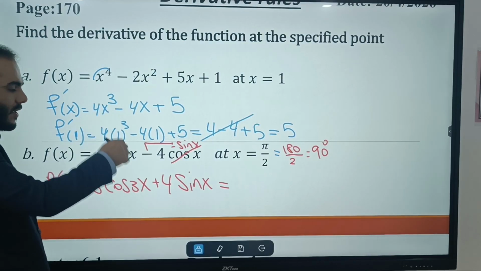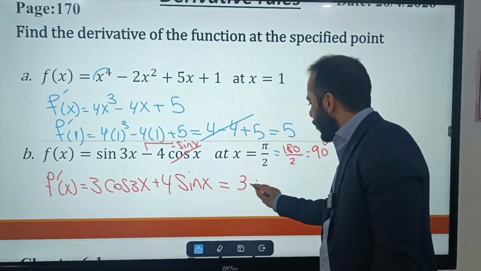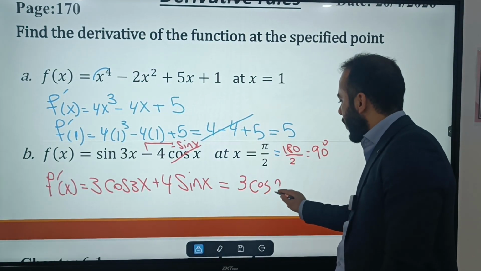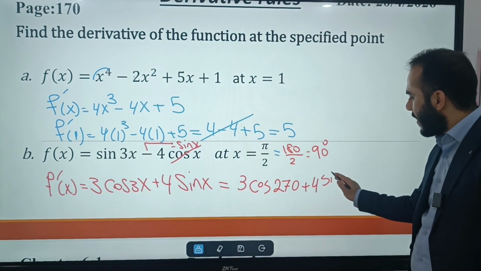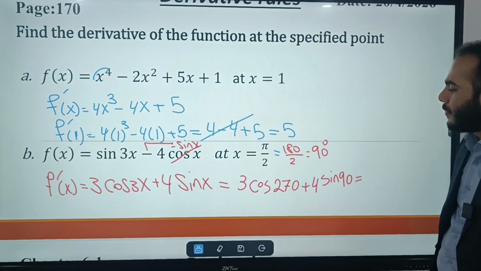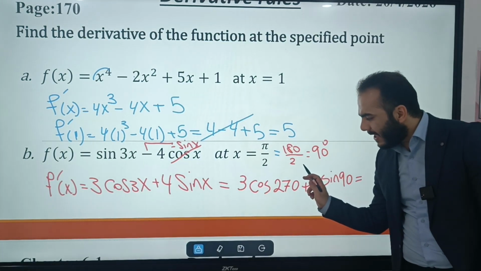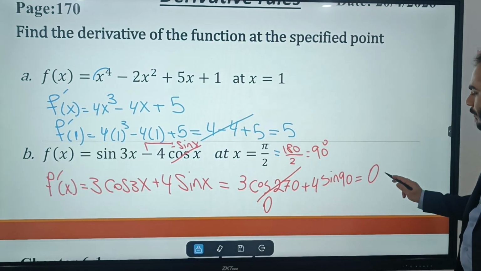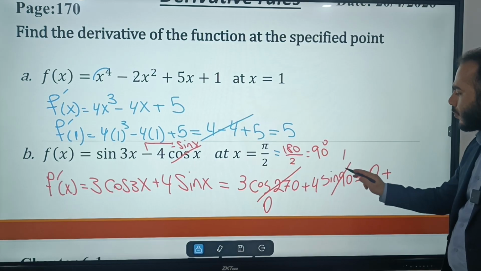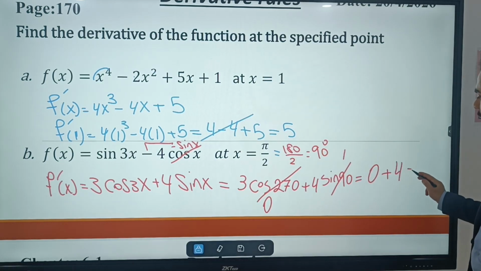3 cosine of 3 times 90. So 3 cosine, 3 times 90 is 270. You can just calculate it by yourself. Plus 4 times sine 90. Cosine 270 is 0, so 3 times 0 is 0. Plus sine 90 equals 1, 4 times 1 is 4. 0 plus 4, the answer is 4. I hope that it is clear and understandable.